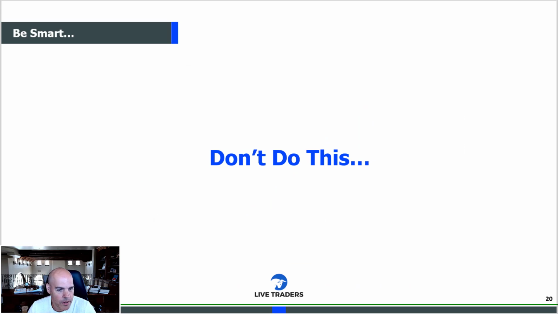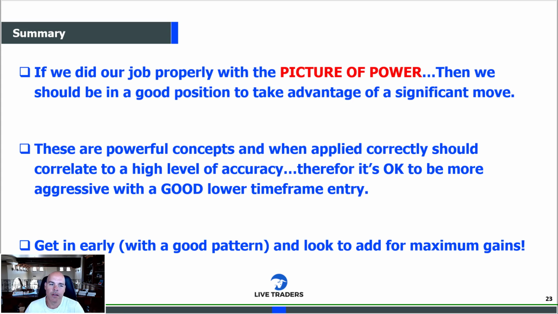So, we'll end with this. If we did our job properly, with the picture of power first, that comes first, then we should be in a good position to take advantage of a significant move. We should. Does this guarantee that we'll find a lower time frame? No, it doesn't guarantee it. But we're off to a good start, right? We're putting one foot in front of the other and we're moving in the right direction. These are all powerful concepts and when applied correctly should correlate to a high level of accuracy. Therefore, it's okay to be somewhat more aggressive with a good lower time frame entry, especially if you combine some of these pictures of power.